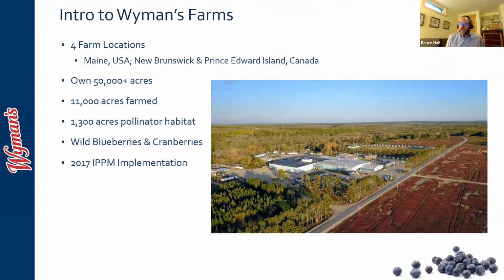Our farms in particular, we have 4 farm locations. We are spread across Maine in the US, and in Canada, we have farm locations in New Brunswick and Prince Edward Island. It's important to note that we own 50,000 acres of land, of which we only farm approximately 11,000 acres. With that being said, we also maintain approximately 1,300 acres of pollinator habitat. We grow wild blueberries predominantly. That's our primary crop that we grow. We also grow cranberries.